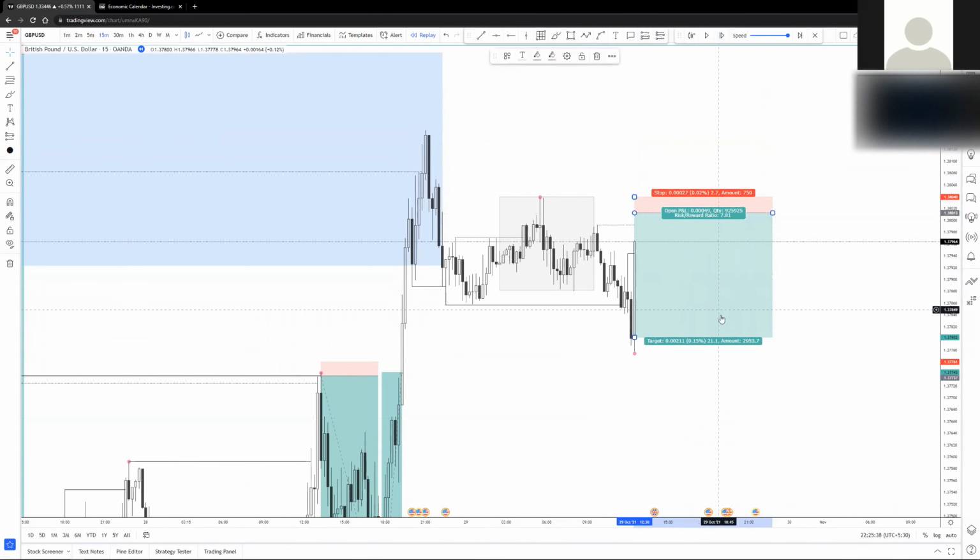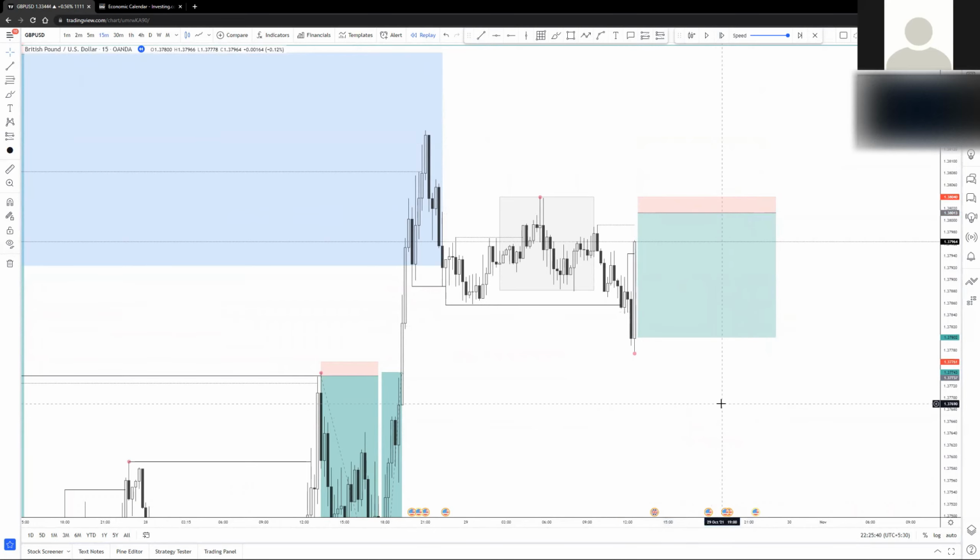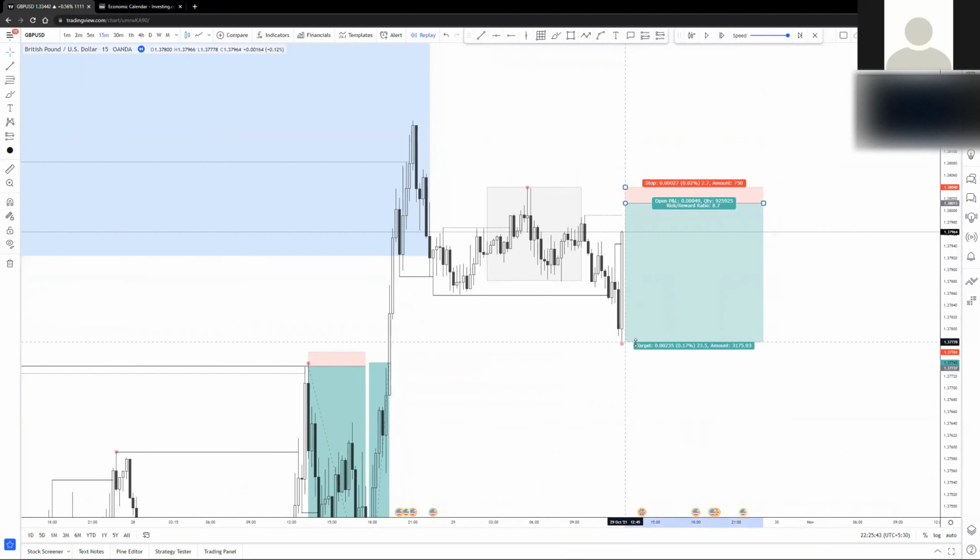2.7 pips. Why would you want a point of interest? If it's between 2 and 5 pips, it doesn't matter, I don't refine it. I don't even care. Yeah, 2 to 5.